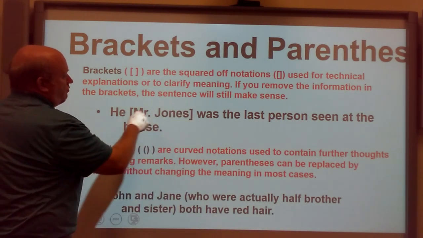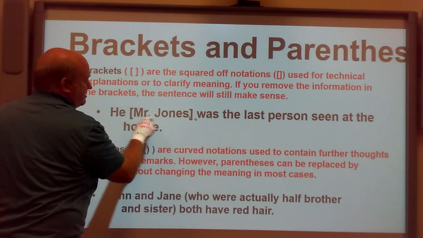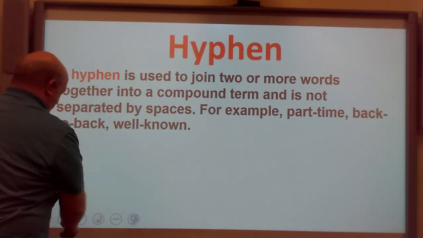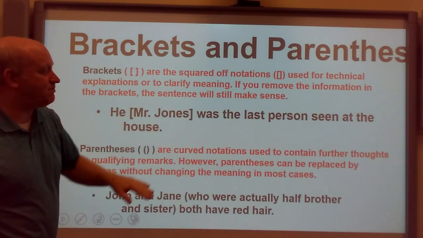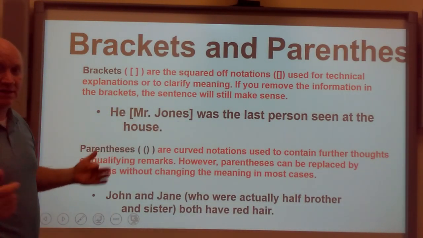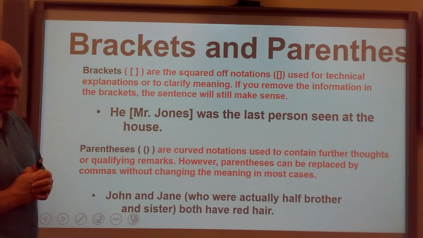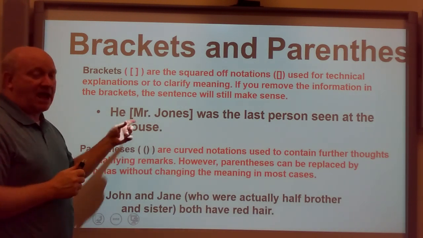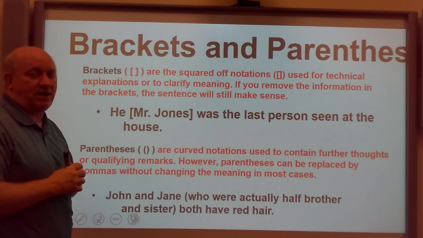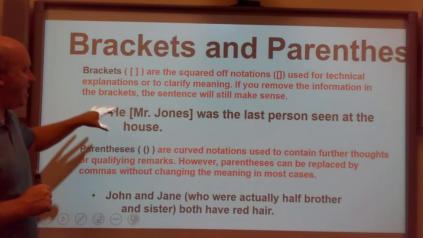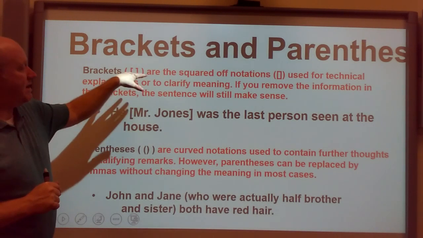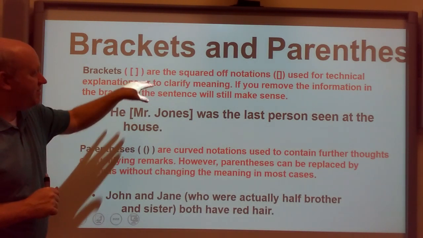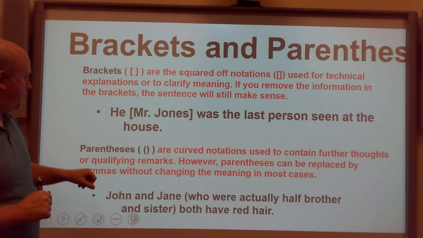Let's say we got rid of Mr. Jones. We can say he was the last person seen at the house. This still makes sense, but we have a dangling modifier because we don't know who he is. Now if I had Mr. Jones is my teacher, then we can use the word he.